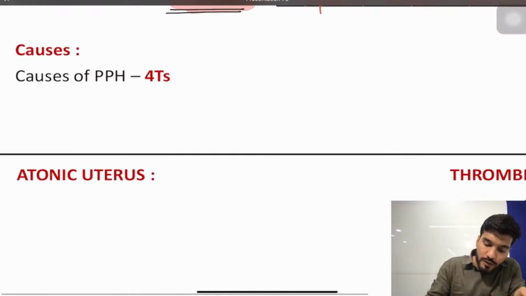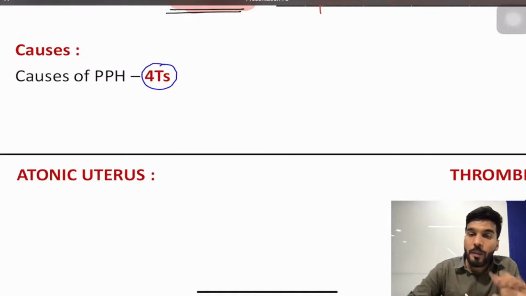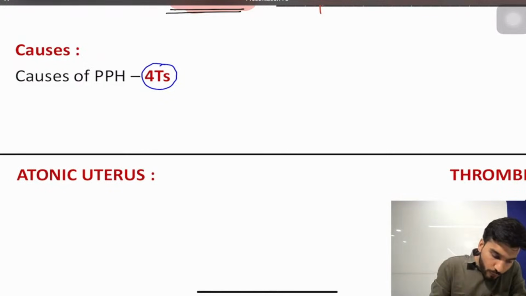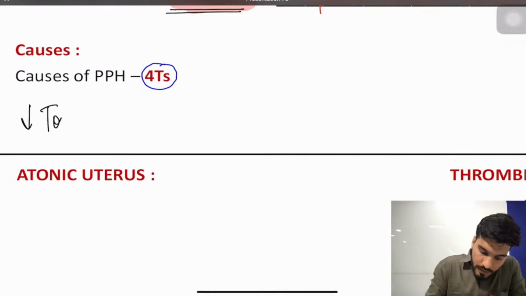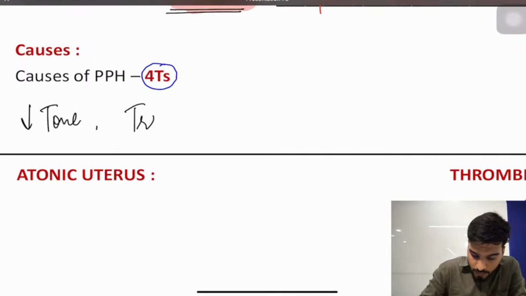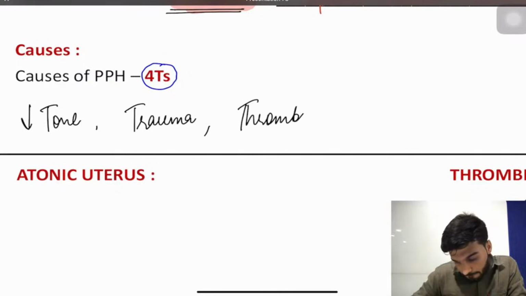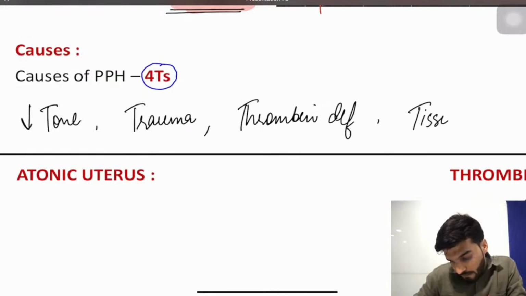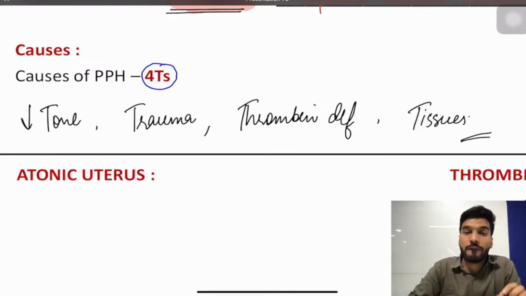Now what are the causes of this postpartum hemorrhage? We have 4 T's. What are the 4 T's? First T, we have decreased tone, T for tone. Then we have trauma. Then we have thrombin deficiency. Then we have tissues. So we have tone, trauma, thrombin deficiency and tissues.